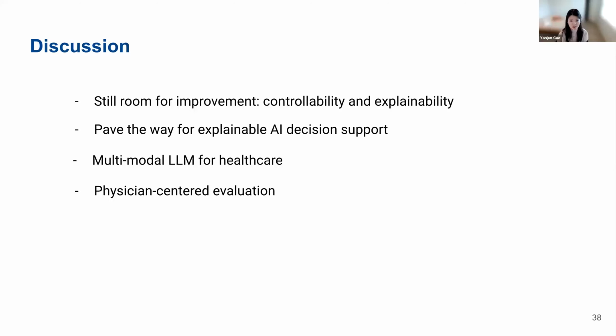For example, besides the knowledge graph, we have literature like PubMed. Maybe by using RAG, retrieval augmented generation, on the literature, we can still achieve the same effect as the knowledge graph. And then we also need to pave the way for explainable AI decision support. We not only need the diagnosis as the final outcome from the LLMs, we also need the LLMs to be able to say, reliably, why they think the diagnosis is such and such.